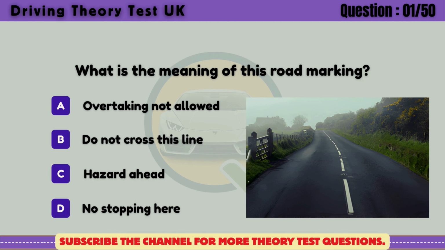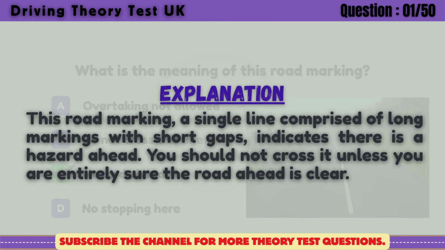Question 1. What is the meaning of this road marking? Option A. Overtaking not allowed. B. Do not cross this line. C. Hazard ahead. D. No stopping here. Answer is C. Hazard ahead. This road marking, a single line comprised of long markings with short gaps, indicates there is a hazard ahead. You should not cross it unless you are entirely sure the road ahead is clear.